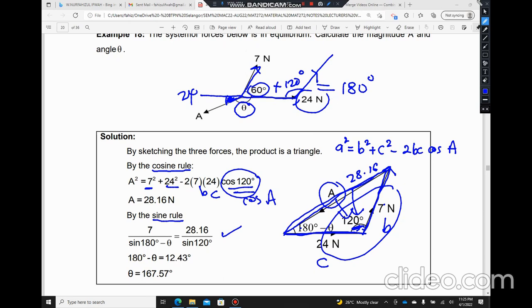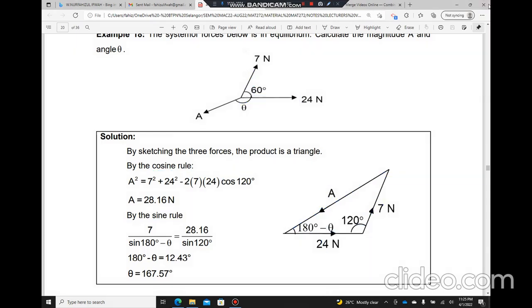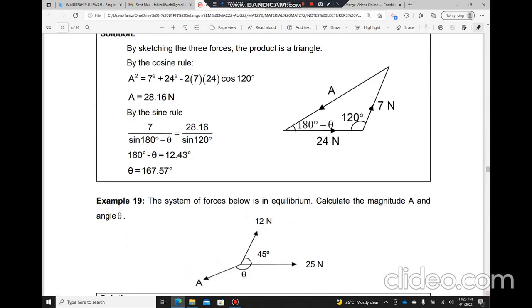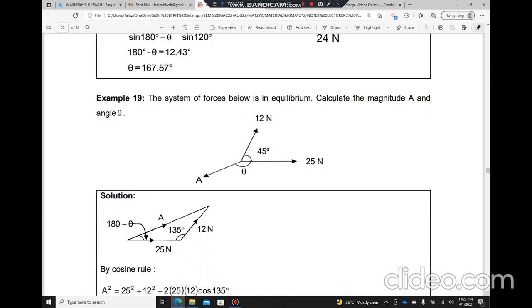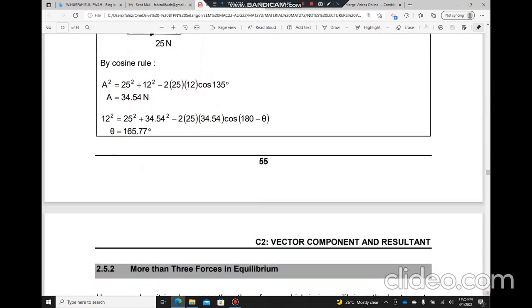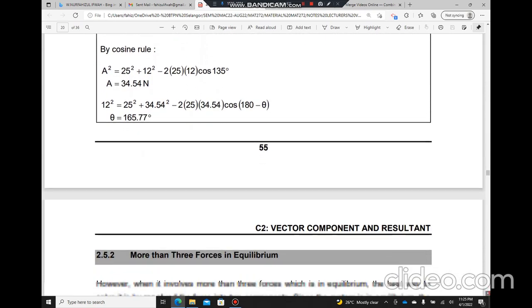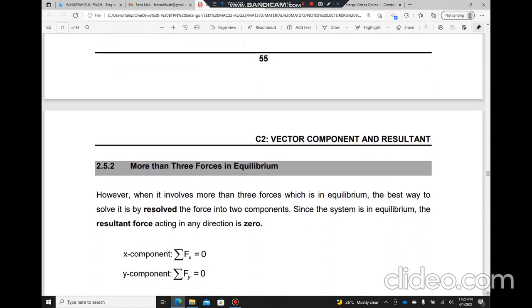Okay, so yang ni awak kena ingat balik function of triangle, apa formula yang sesuai untuk kira side and angles untuk triangle. Okay, so sebab dia kata dia berada dalam equilibrium. Okay, so this one you can try to complete example 19. Cuba lengkapkan example 19.